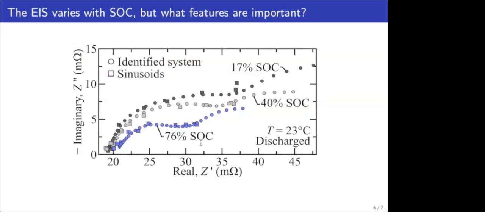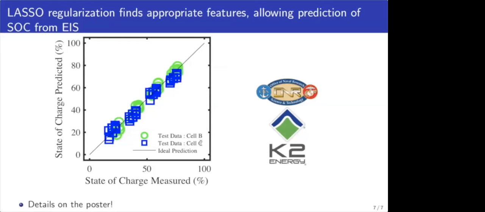However, we have to determine what features are important and which features can be utilized in order to obtain an accurate prediction. This work shows that lasso regression is able to find appropriate features, and with appropriate calibration, we see that we are able to quite accurately determine the state of charge from EIS measurements.